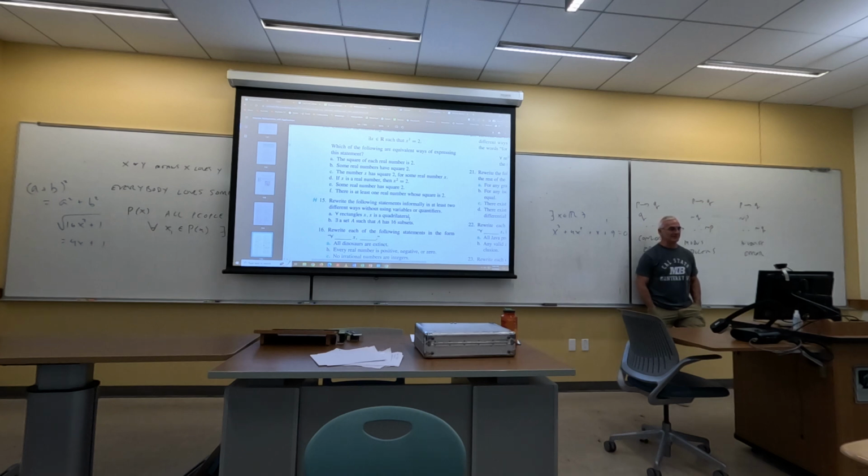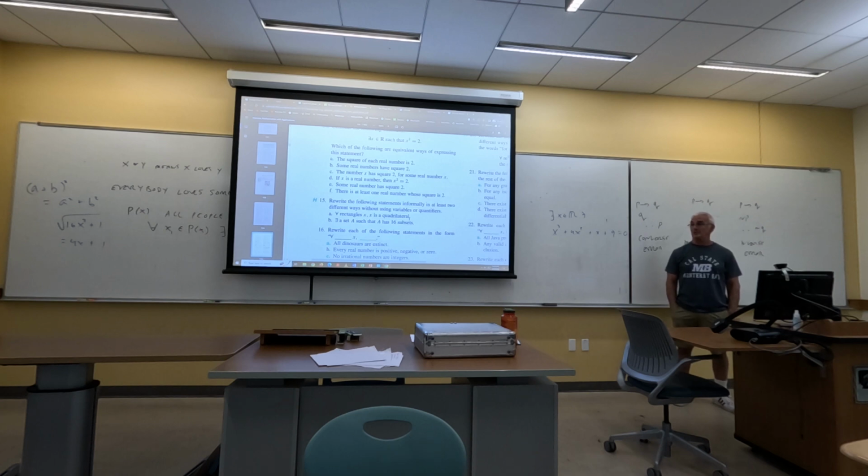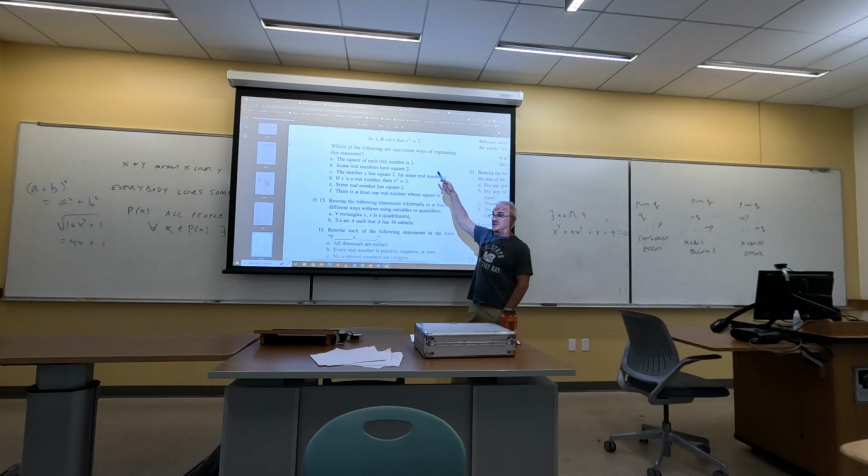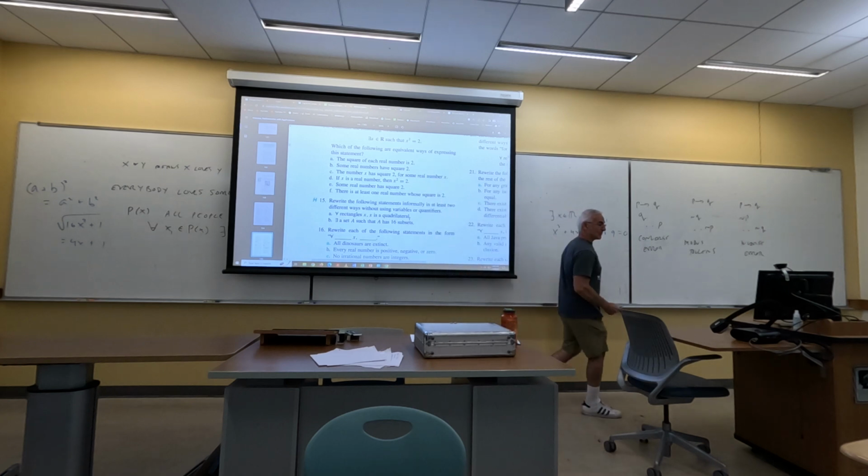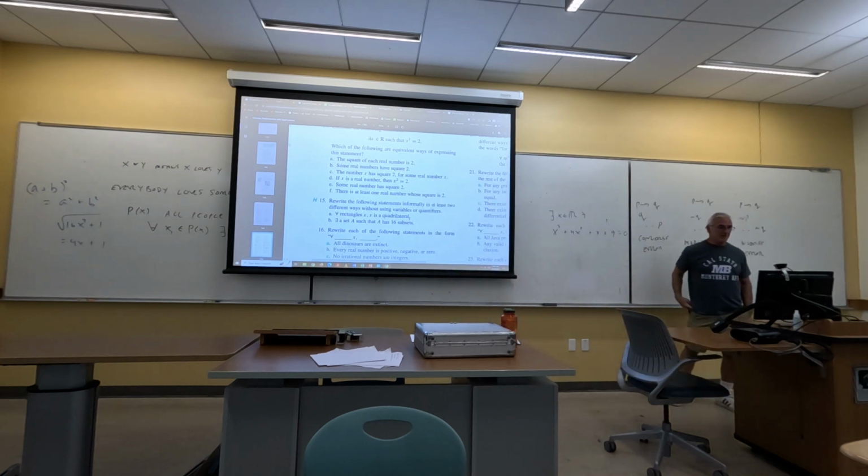No one wants to go out on a limb here. False. It's false, because what does that say? That's basically saying every real number. If X is real, that's really saying all real numbers. Do you agree? What that is doing is changing the there exists into a for all. Ooh, so that one's not true. All right, how about F? There's at least one real number whose square is 2.